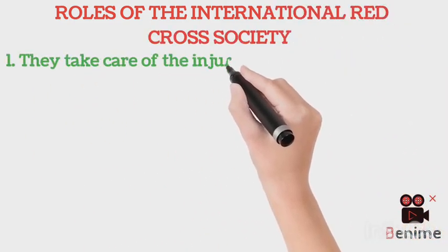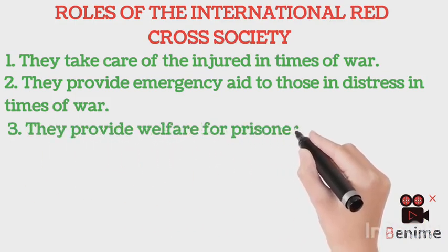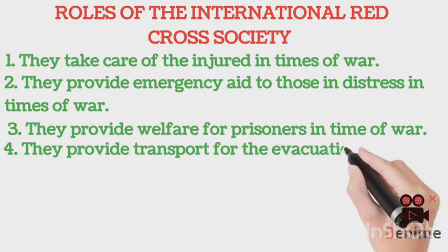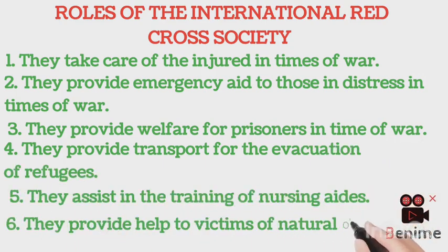Now, number one, they take care of the injured in times of war. Places that are experiencing war, you're going to have some injured victims. So the Red Cross actually goes down there to make sure that they take care of those that are injured in times of war. Just like the war that is going on between Israel and Iran, you see them go there. If you watch the news, you see the Red Cross there taking care of people that are injured as a result of the war.